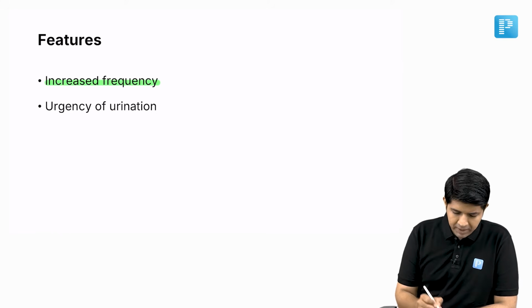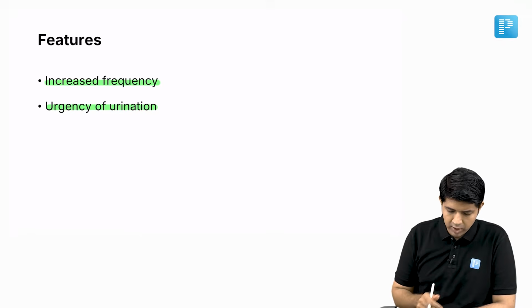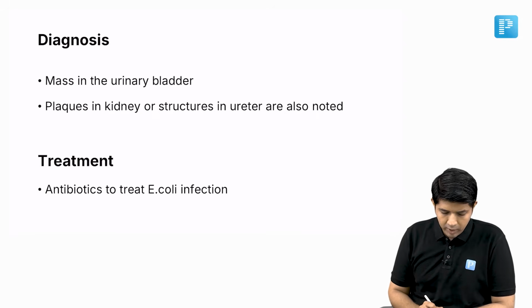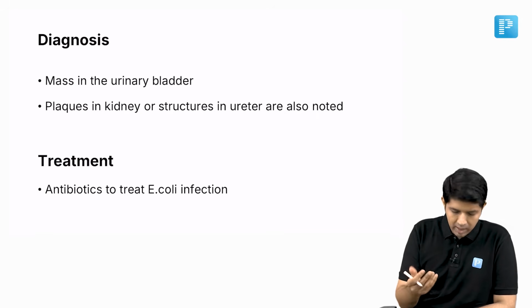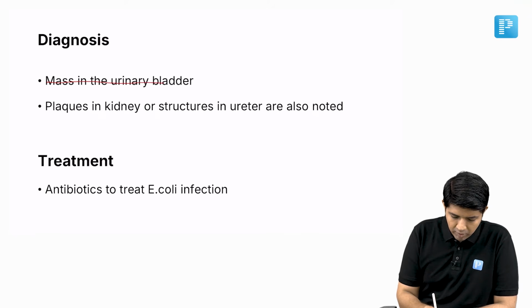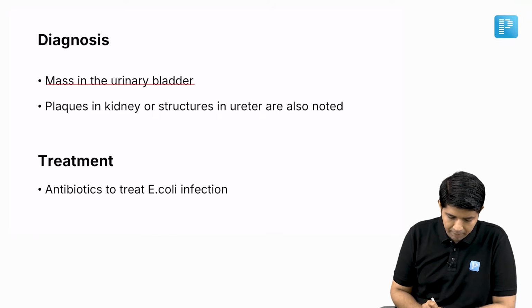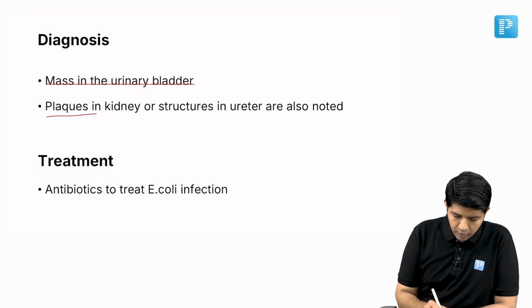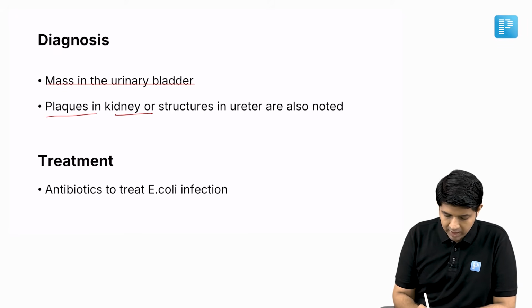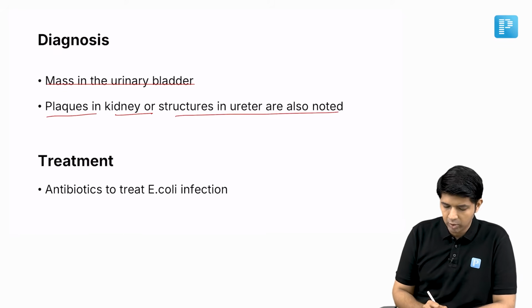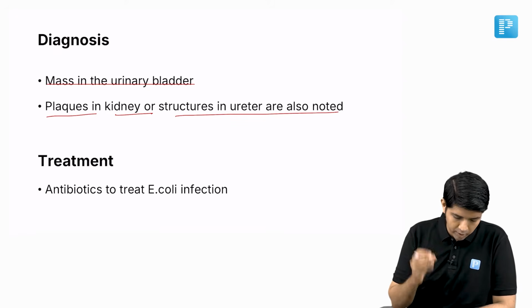So these patients will have symptoms suggestive of UTI, increased frequency or urgency of urination. And if you look at the diagnosis, you will find a mass in the urinary bladder. Why? Because of the chronic inflammation that has been happening. And if you look at it, you will be able to see plaques in the kidney or certain structures in the ureter. All these are also noted.